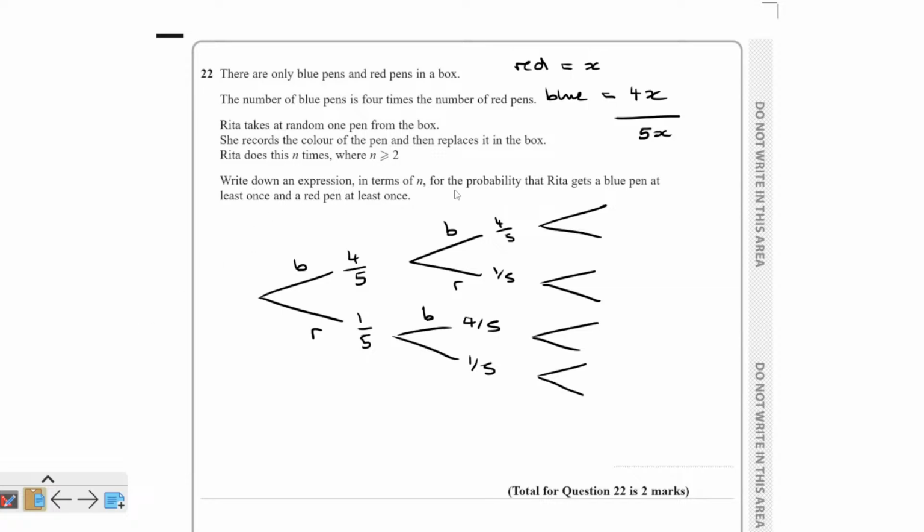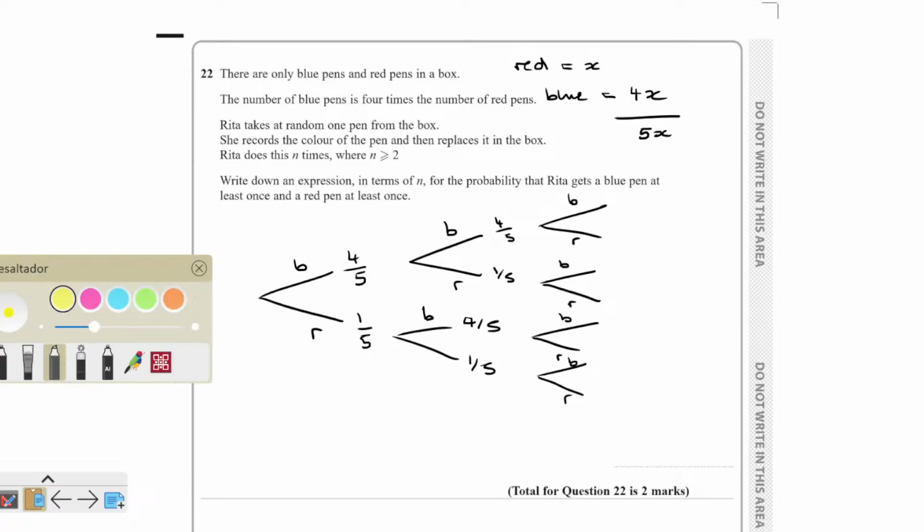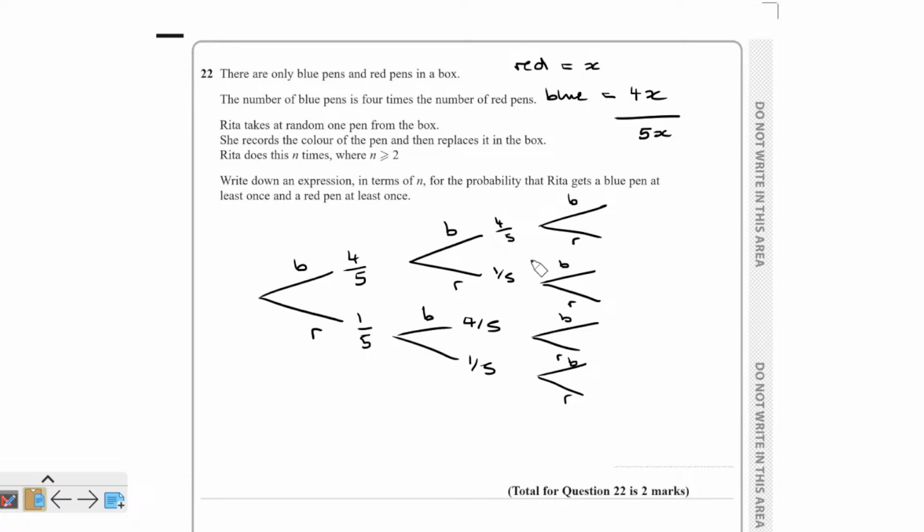So they've said write down an expression in terms of n for the probability that Rita gets a blue pen at least once and a red pen at least once. It's hard because you don't know how many times they're going to do it. Blue, red. I'm just doing this to demonstrate really at this point. Now, the way that we can do this is we obviously can't work out all the possibilities, because when it's at least once, it could be blue here, and then it could be red here, and then it could be any kind of combination, couldn't it? We obviously can't account for all those combinations because we also don't know how many times she actually repeats this process.